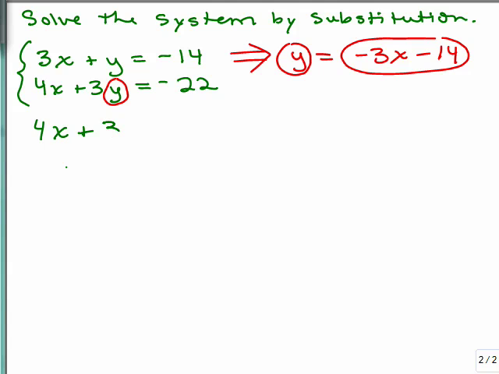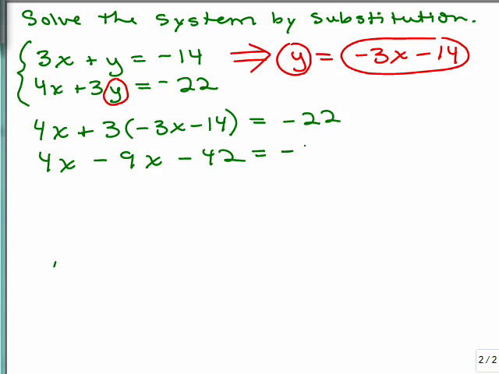4x plus 3, remember your parentheses, -3x minus 14. Plugging that in for y equals -22. And we have an equation with one variable now. I'm going to have to do the distributive property first. Minus 9x and minus 42 is -22. Okay, I'm going to add 42 to both sides and do 4x minus 9x on the left. So 4x minus 9x is -5x.